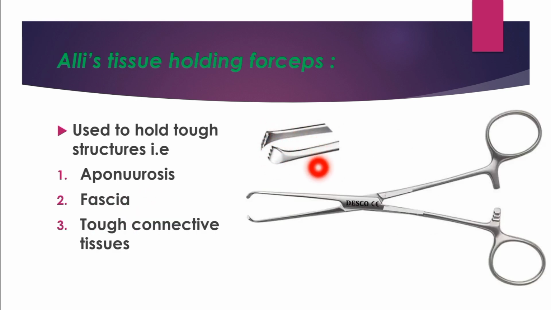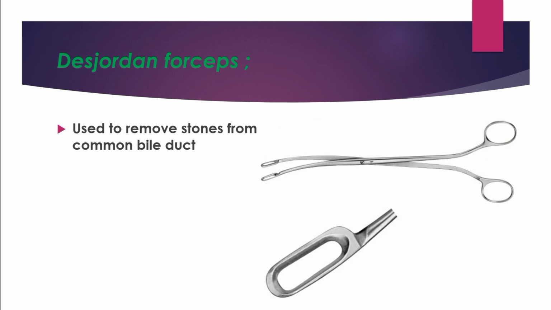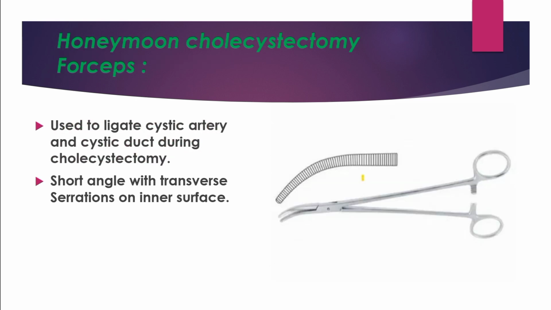This one is an Ellis tissue holding forceps, and these forceps consist of tooth-like structures at the end, and they are used to hold tough tissues like epineurium, fascia, and connective tissues. This one is a Jordan forceps, and this Jordan forceps is used to remove stones from the common bile duct.